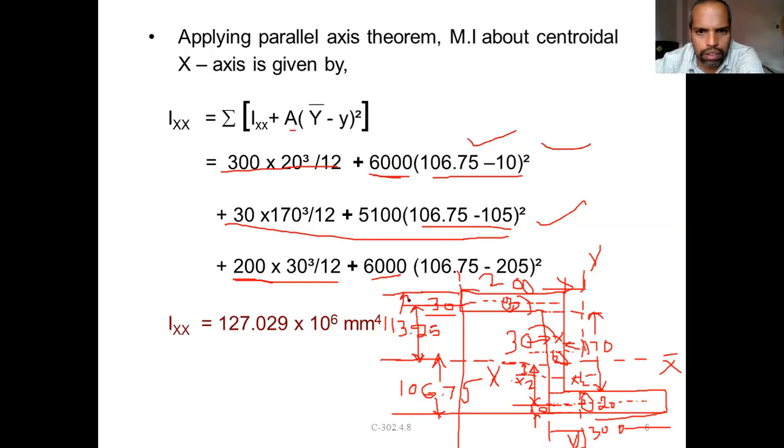Right. So 113.25. But we do not want up to the top of this one. We want only up to the center of this one. So that's why it is 113.25 minus 30 by 2. 30 by 2 means 15. 113.25 minus 15, how much is it? Just a minute, let me check the calculation.